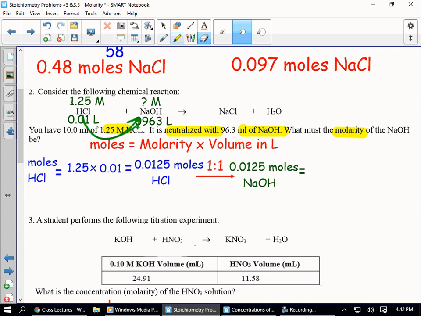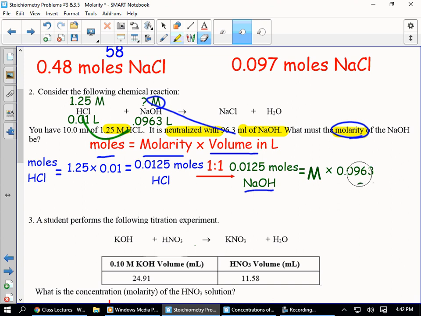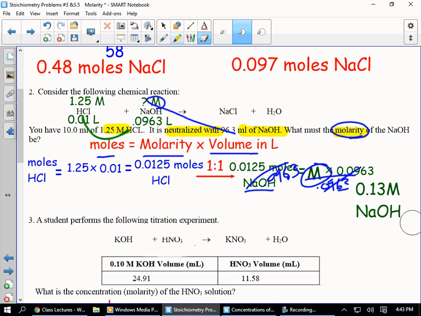Now, the question doesn't want moles of NaOH, it wants to know the molarity of NaOH. We know that moles are equal to molarity times volume in liters, so I'm going to bring down the M to hold my spot as my variable, and multiply that by our volume in liters, which is 0.0963. Now, how do I solve and leave M by itself? I'm going to divide this by 0.0963 to get M by itself. When you do that, you get 0.13 molar, got to have the M for the unit, NaOH.